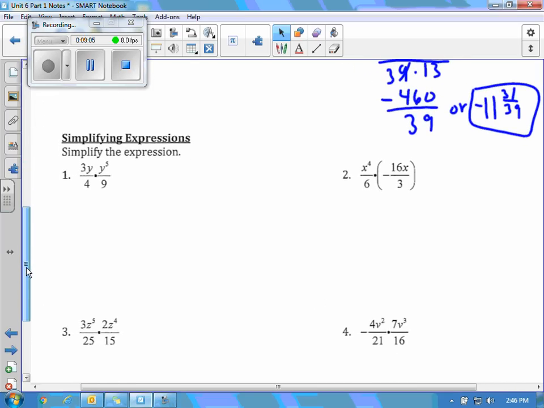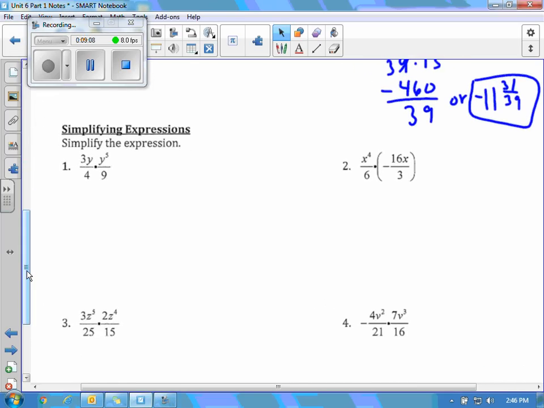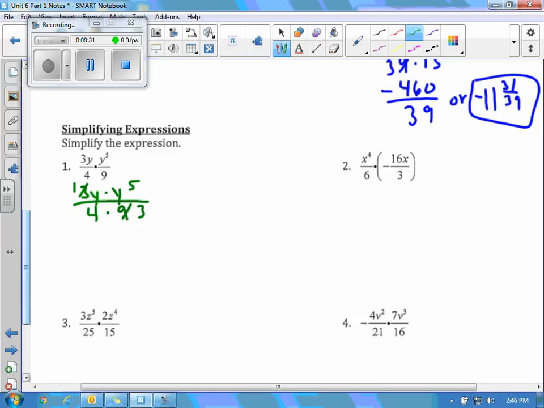Coming down to simplifying expressions. So we're multiplying here, but we have variables involved. If you look at number 1, again, I'm going to start by writing 3y times y to the 5th over 4 times 9. Again, I'm looking for anything I can reduce before I worry about multiplying. So 3 and 9 can both be divided by 3, so that becomes a 1. This becomes a 3. So now I'm doing y times y to the 5th, which is going to give me y to the 6th. That's y to the 1. And I'm doing 4 times 3, which is 12, and I'm done there.